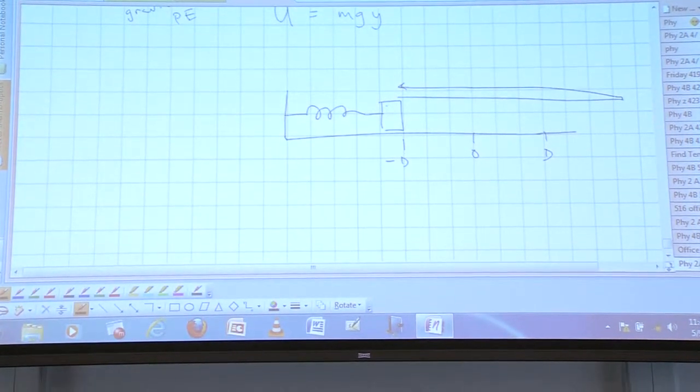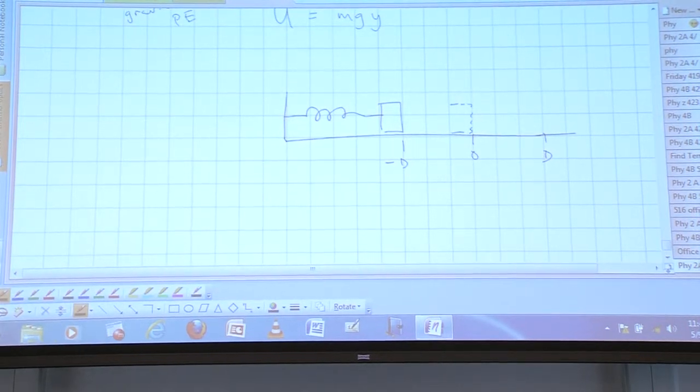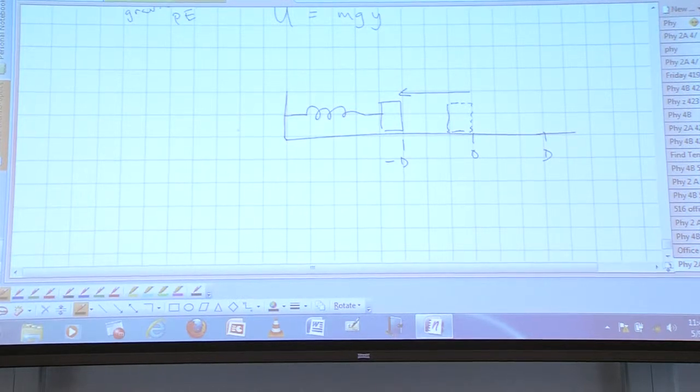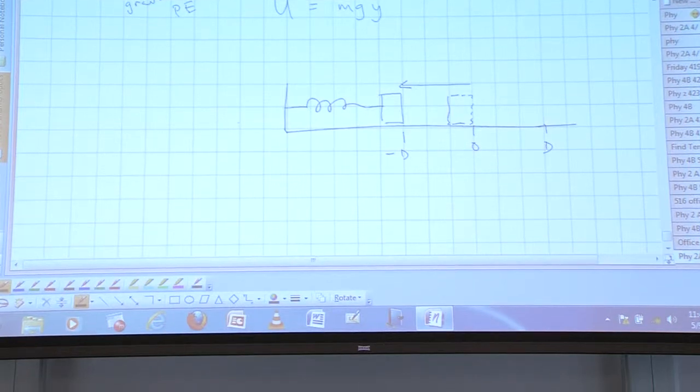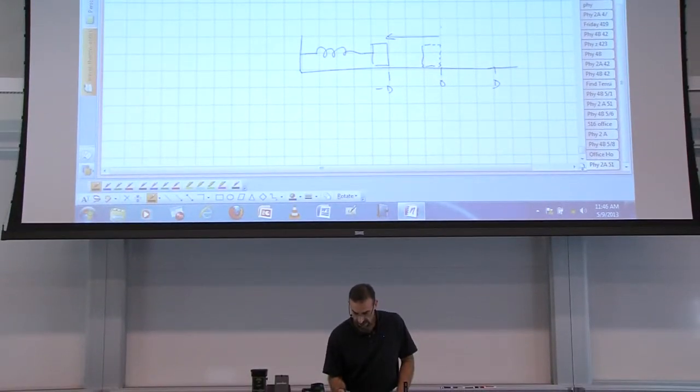Let's start here. We compress the spring by some distance by moving along that path. Our spring now has energy stored in it. It's done a certain amount of work on the block, right? What if I had done this? What if I had taken the block and stretched it and then brought it back that way?